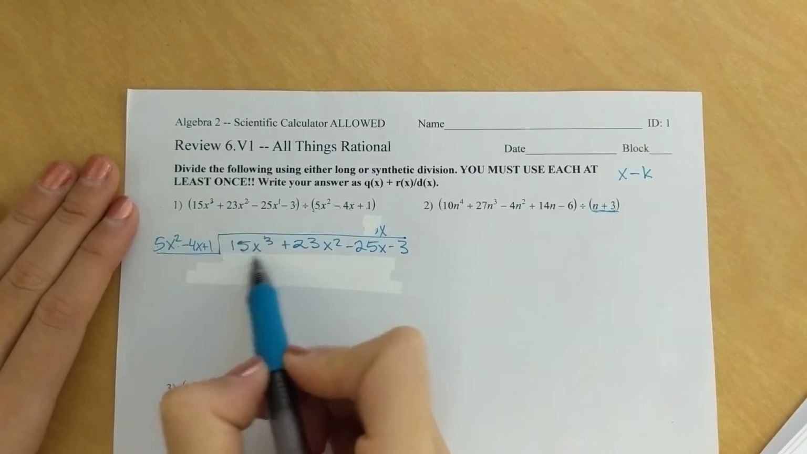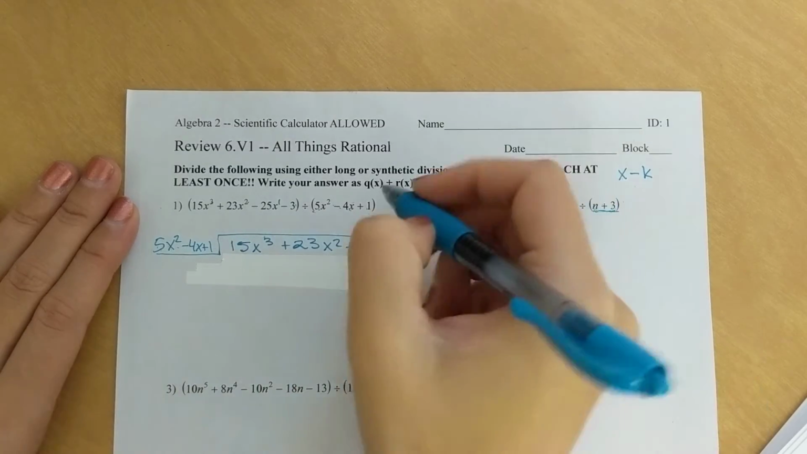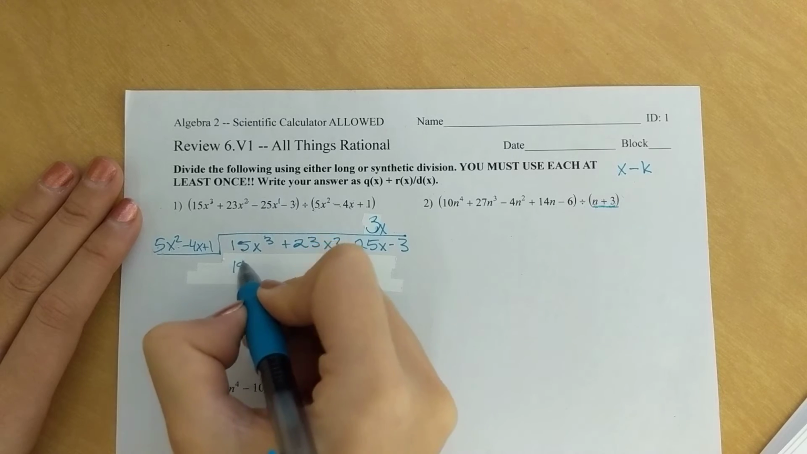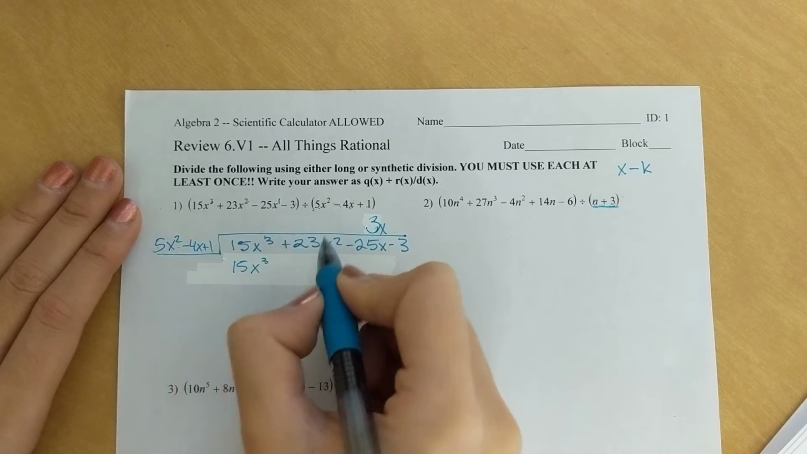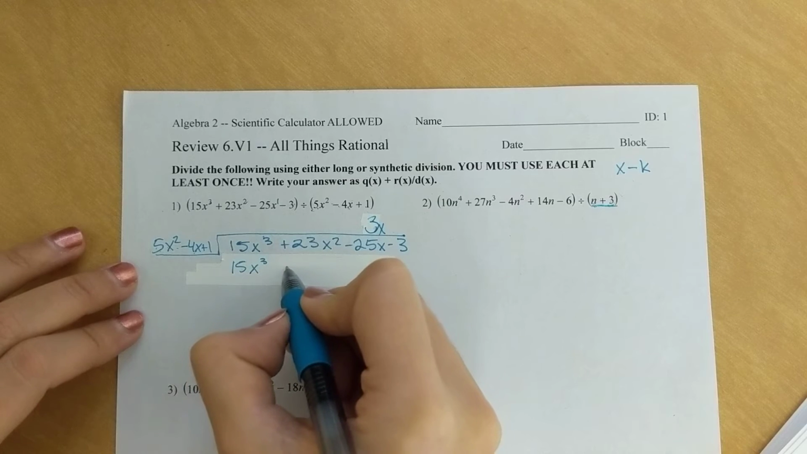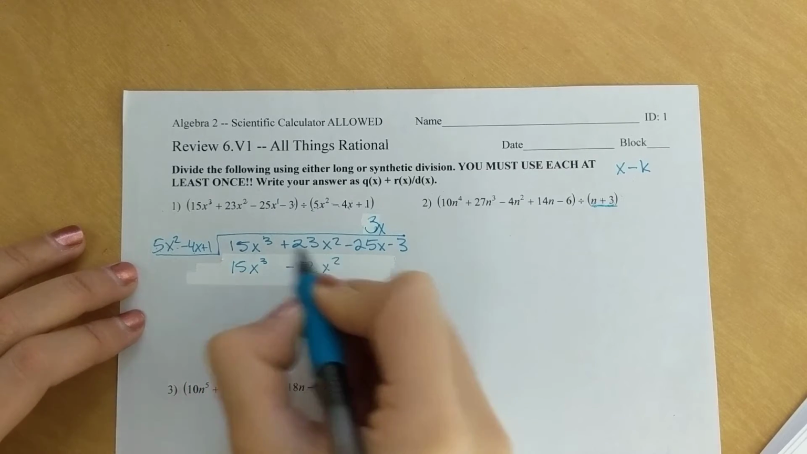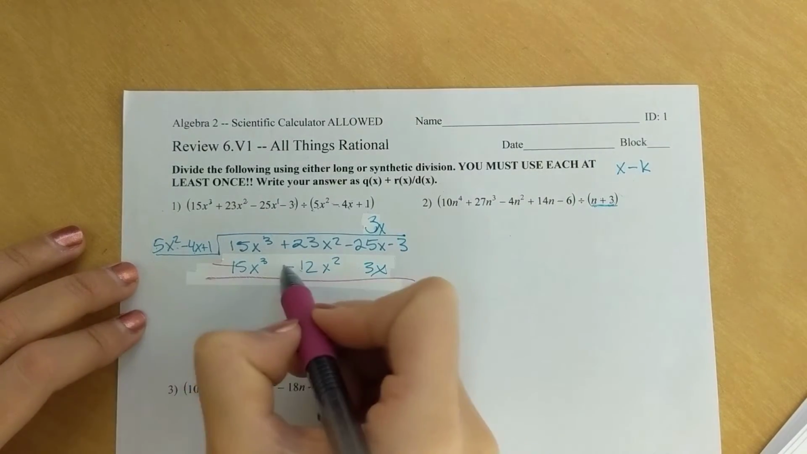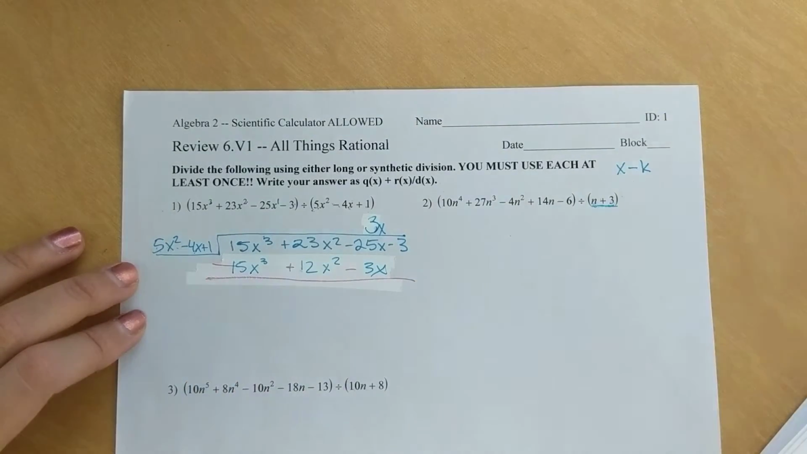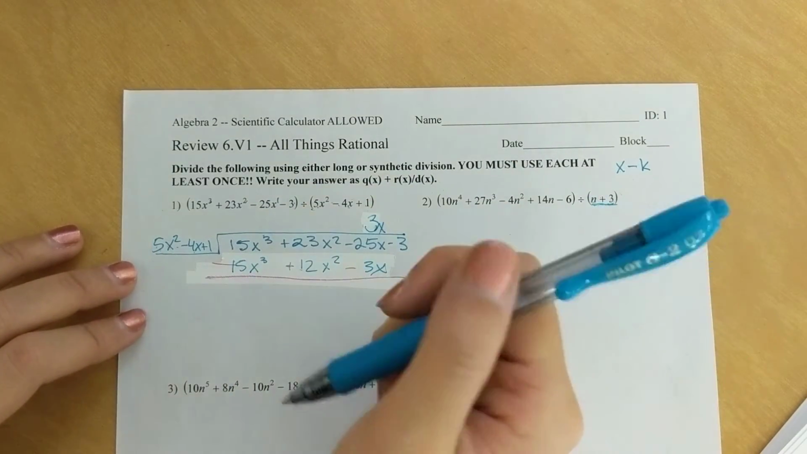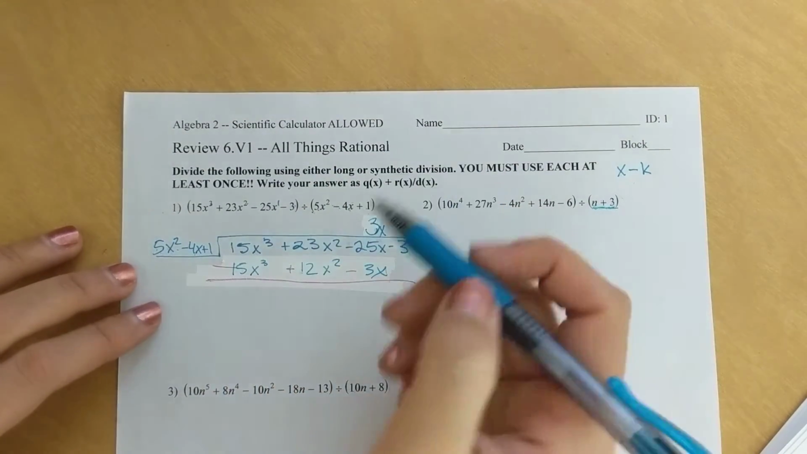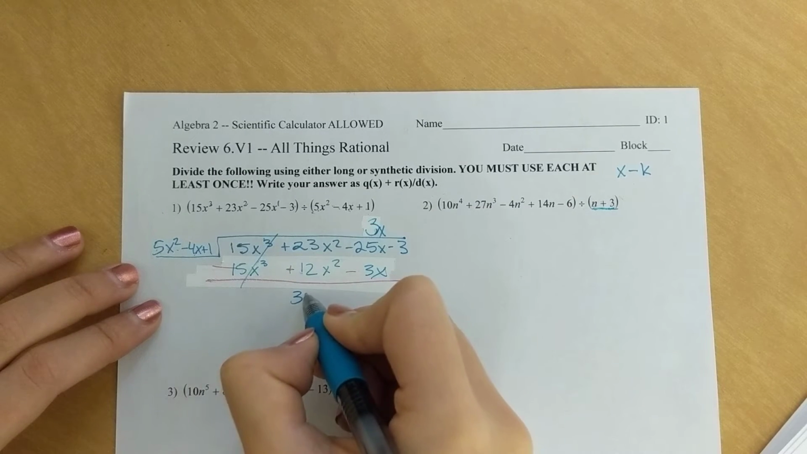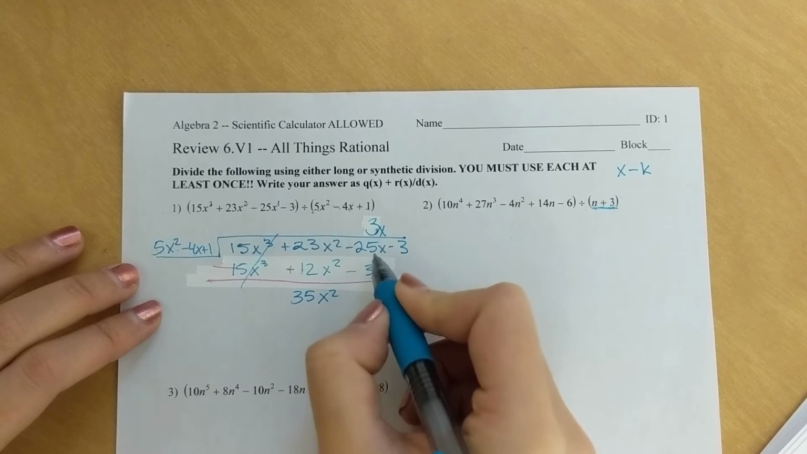All right, so I'm going to divide 15x cubed divided by 5x squared is 3x. 3x times negative 4x is negative 12x squared. 1 times 3x is 3x. Go ahead and draw your line and change your signs. This makes it so that you can just add instead of subtract. It's the same thing, though. We're adding negatives, which is the same as subtracting. So we have 23x squared plus 12x squared is 35x squared.